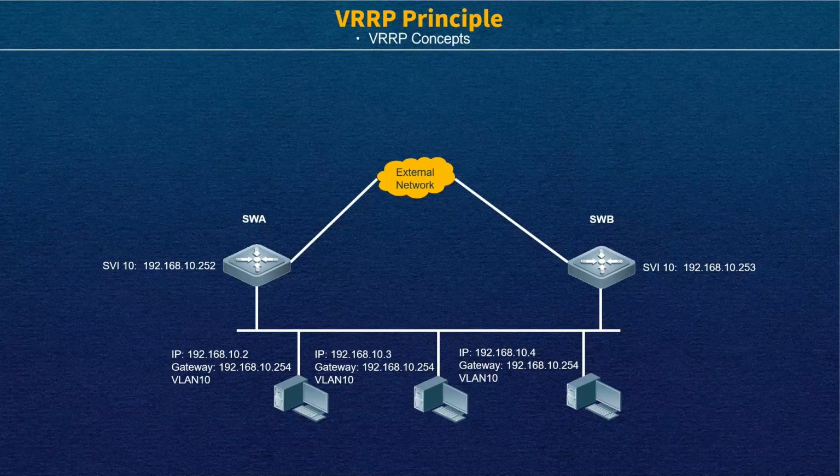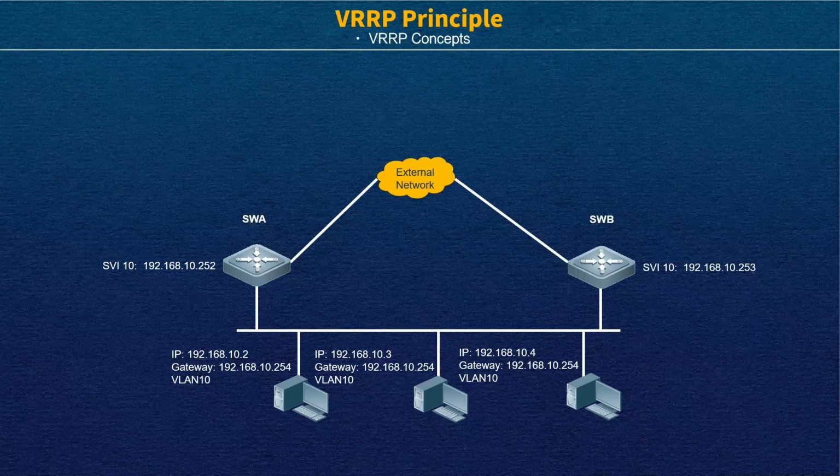And how do we select which one is the master? Because we only need one device to forward the message out. In this VRRP protocol, there are also many concepts we have to know. First, in this topology, we have switch A and switch B, and we create the SVI interface to give the IP address for VLAN 10. We have 3 terminals belonging to VLAN 10, with their IP addresses and the gateway address configured.